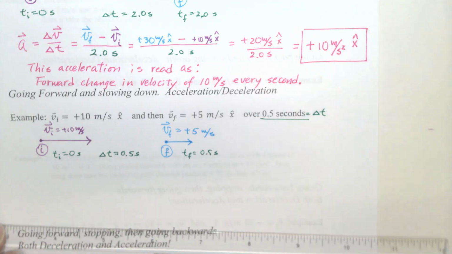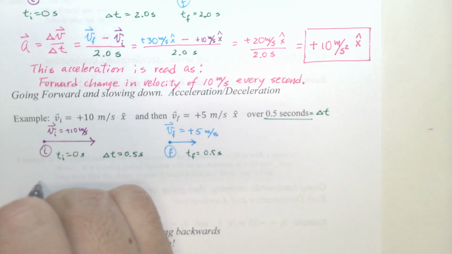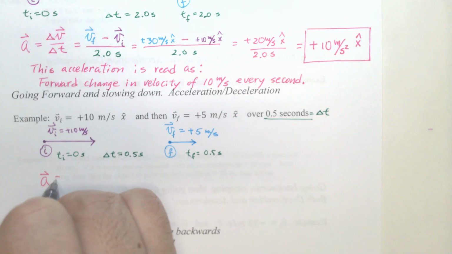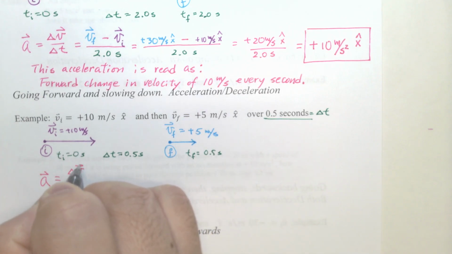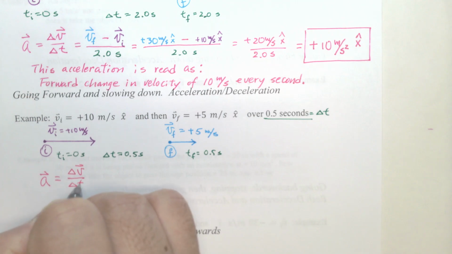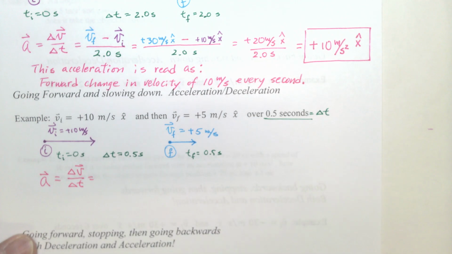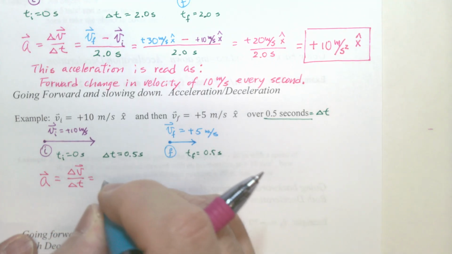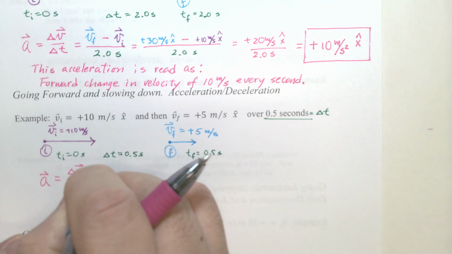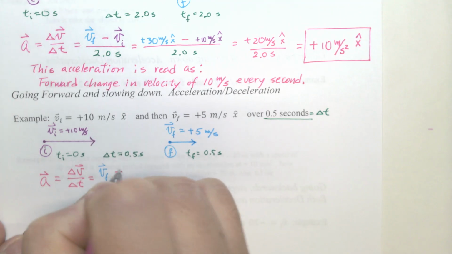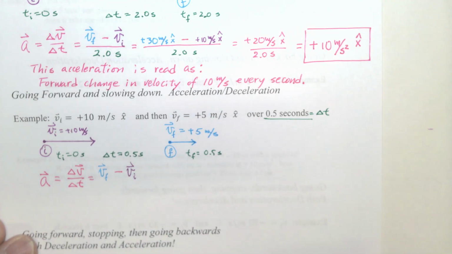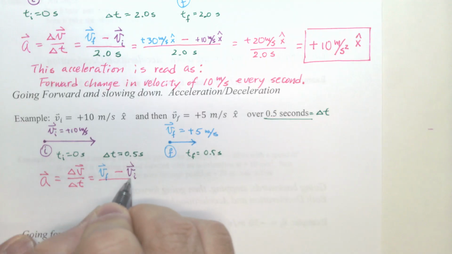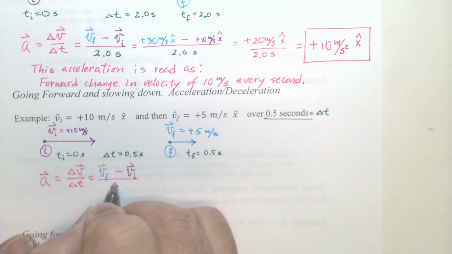So to calculate the acceleration now, my acceleration again is equal to delta v over delta t, which is equal to vf minus vi, whole thing over delta t.